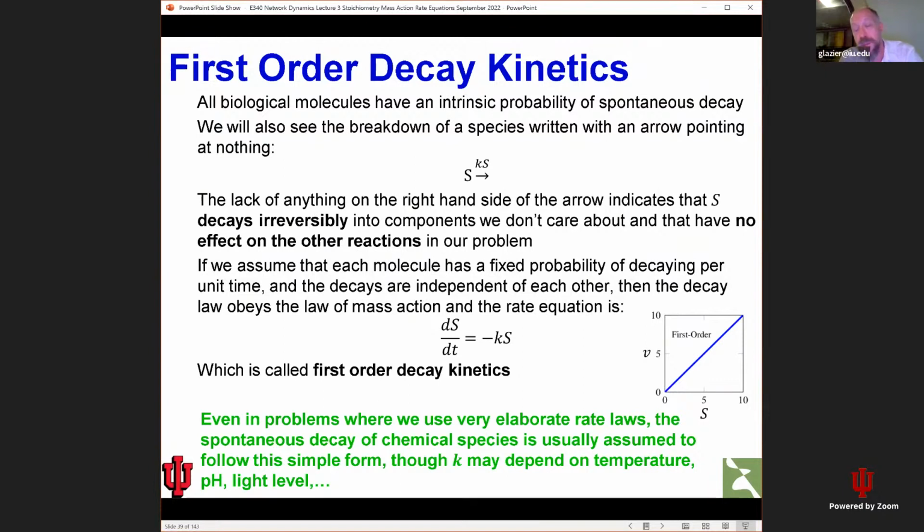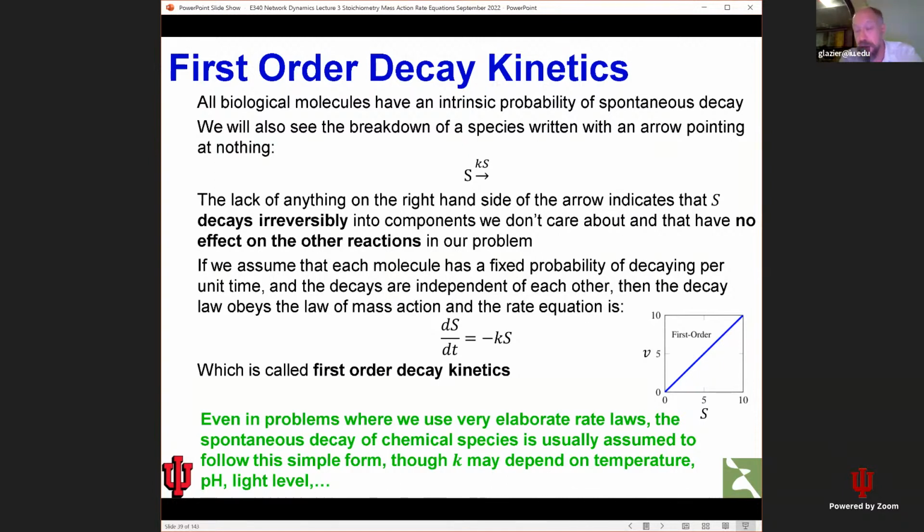Each molecule has some probability per unit time of breaking down. And if I have a series of molecules, they don't influence each other's breakdown. And so the rate of decay is K times S, if S is the concentration of the molecule that's decaying. That's called first order decay kinetics, and it's what we're going to use universally. You'll find a lot of different arguments about rate laws for reactions, but people almost always use first order decay kinetics. It works pretty well.